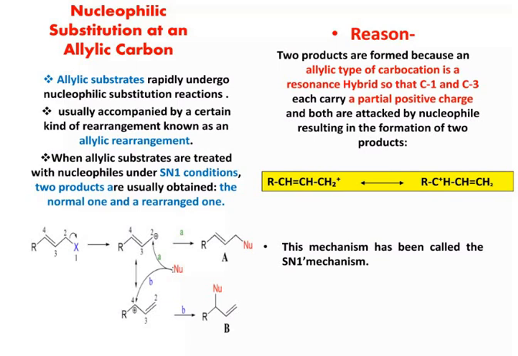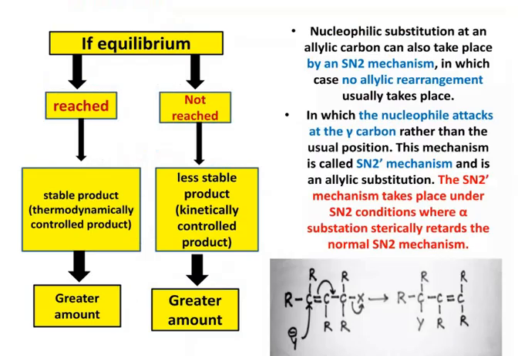You can see here. The reason behind it: two products are formed because an allylic type of carbocation is a resonance hybrid, so that carbon 1 and carbon 3 each carry a partial positive charge and both are attacked by the nucleophile, resulting in the formation of two products. So this mechanism has been called the SN1 prime mechanism.